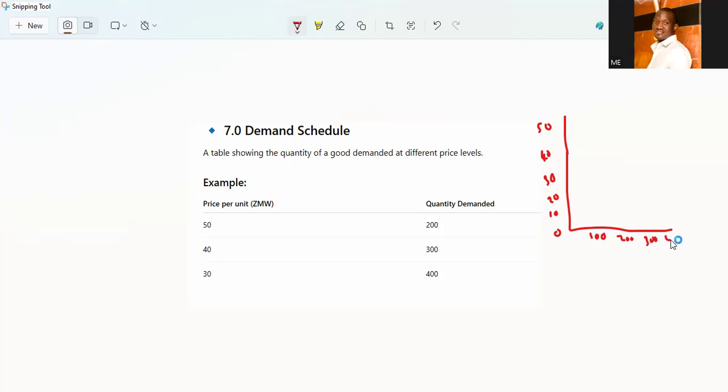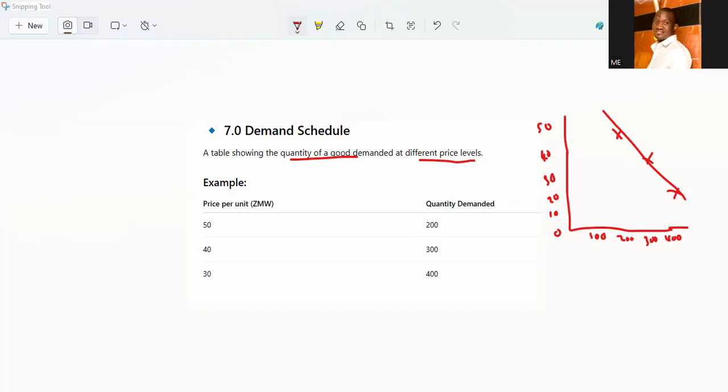So you can now plot this schedule. So 50 against 200, you put your point there. 40 against 300, you put there. 30 against 400, there. And you can plot your curve. It looks something like that. So this is called a demand schedule. All right. So a demand schedule is a table showing the quantities of a good demanded at the different price levels. That is what we call a demand schedule.